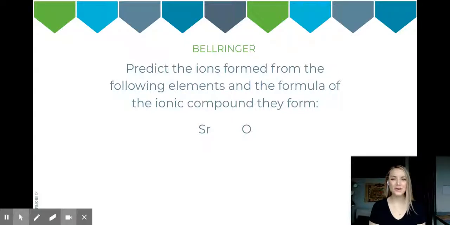Hello. Our bell ringer question today is, predict the ions formed from the following elements and the formula of the ionic compounds that they form. Hopefully by looking at the periodic table and the valence electron compositions of strontium and oxygen, you are able to determine that we should end up with strontium 2 plus, oxygen 2 minus, to form the ionic compound strontium oxide.